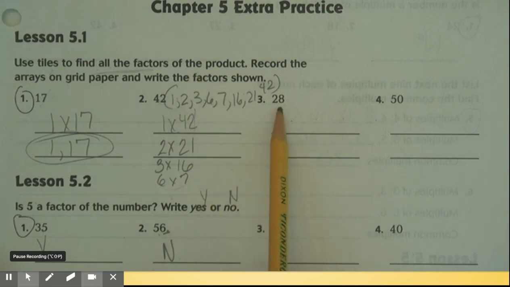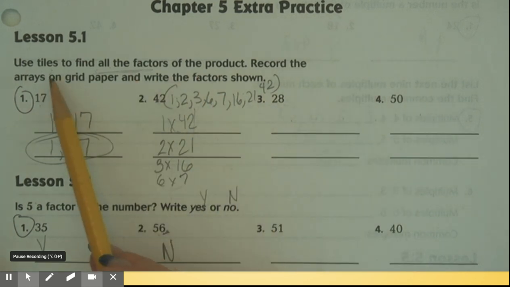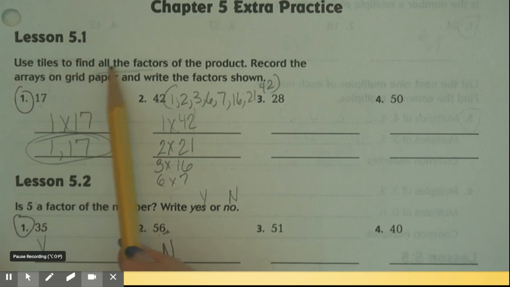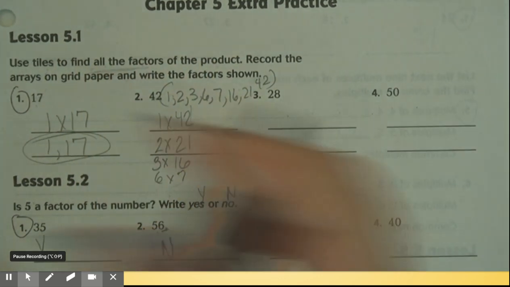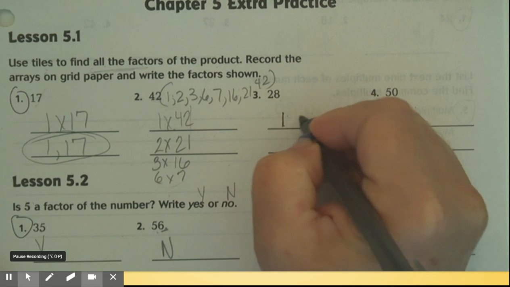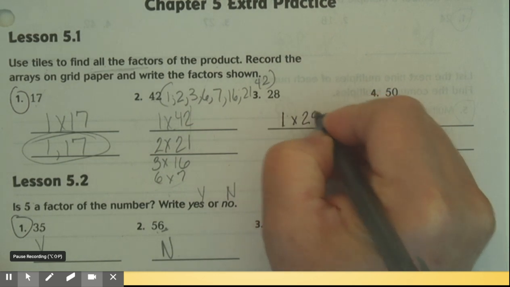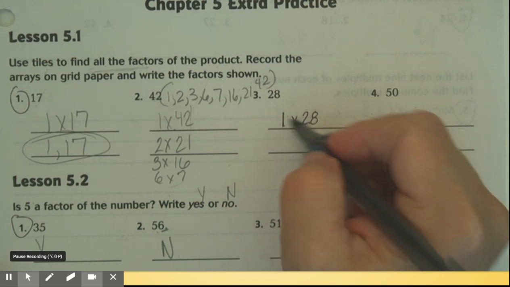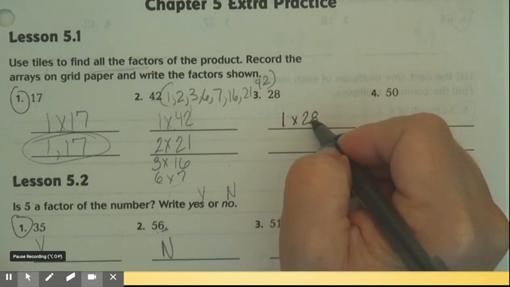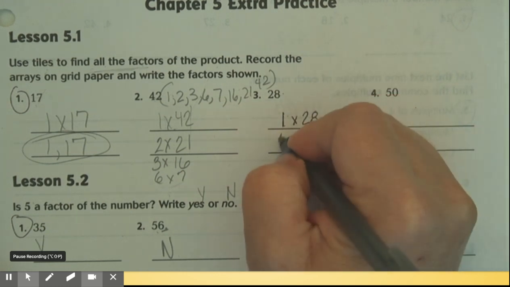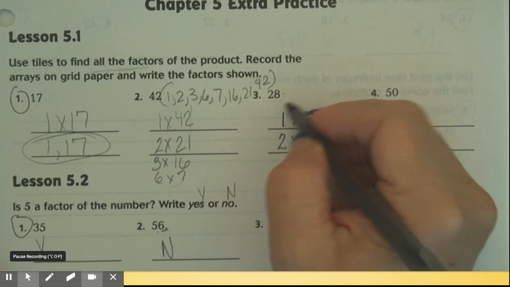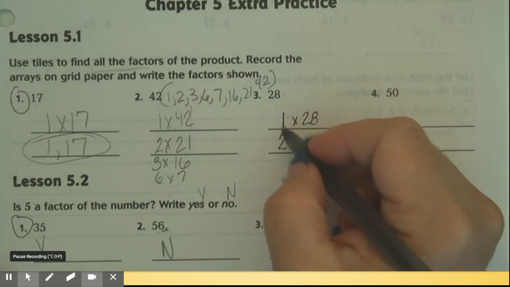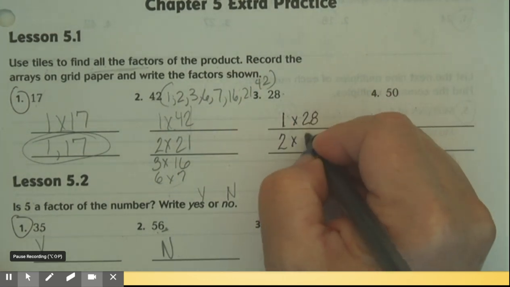So we have 28 and then we have 50. And we're not using tiles, but we're finding all the factors for these products. So factor for 28, I know is going to be, well, always prime. Everything has prime, but whether or not it also has composite, which is going to be any other number. So 1 times 28 will give you 28. I know there is a 2 times something to give me 28, and it's going to be 14.